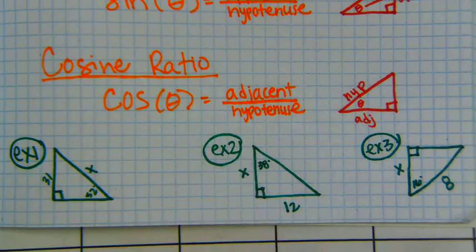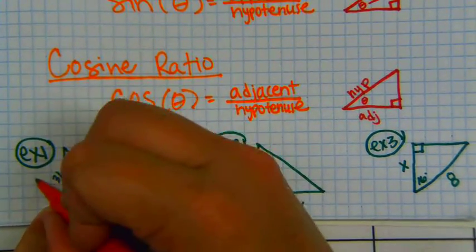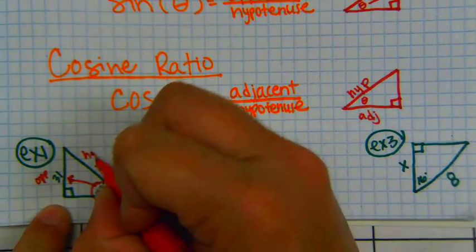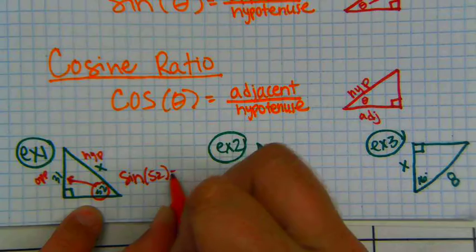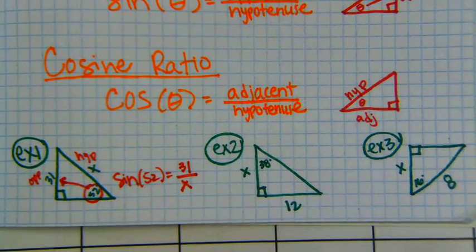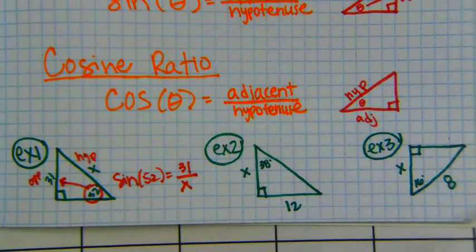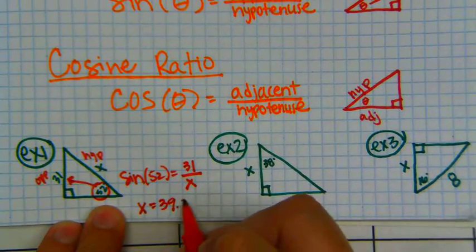So the first one, we have opposite and hypotenuse. So that's going to be sine of 52 equals opposite over hypotenuse. And then you just use your calculator to solve that. And that's going to give me 39.34.